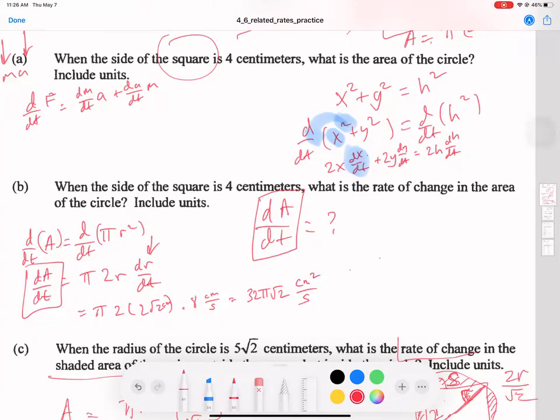All right. Any questions, or where were you stuck in this process? Have you guys seen this before, related rates? No? Again, back to no.